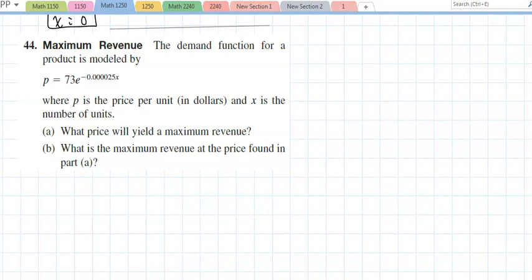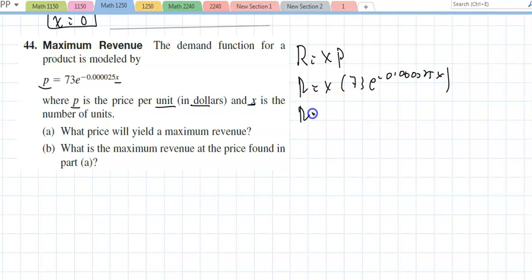Number 44 says the demand function for a product is given by, this is lowercase p for price, x is the number of units, price per unit, correct. So p is dollars and x is number of units. What price will yield the maximum revenue? If we recall, revenue is the number of units times the price. Revenue is x times 73 e to the negative 0.000025x. Revenue is 73x e to some power.